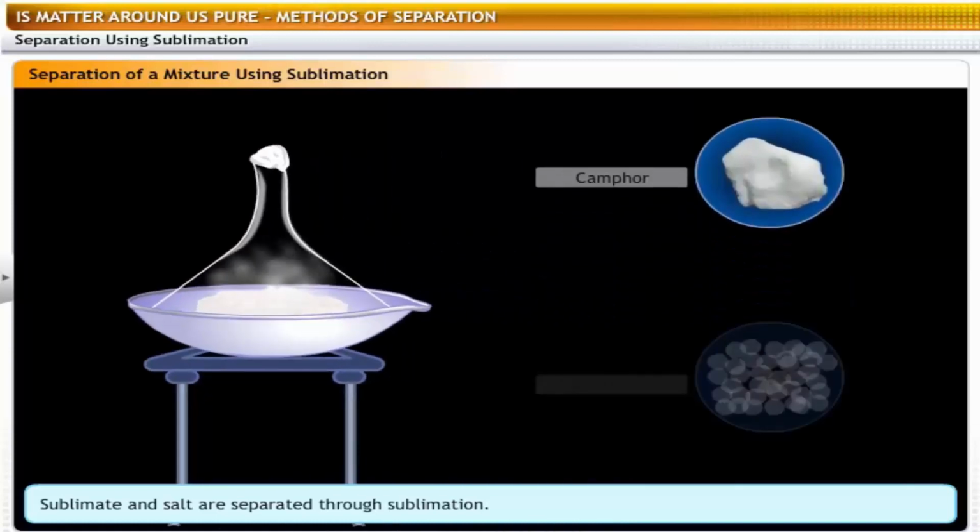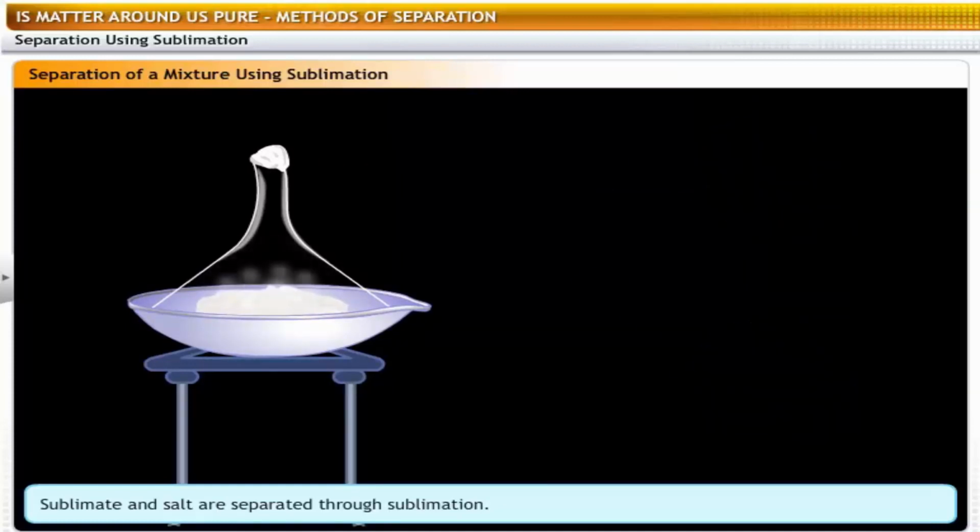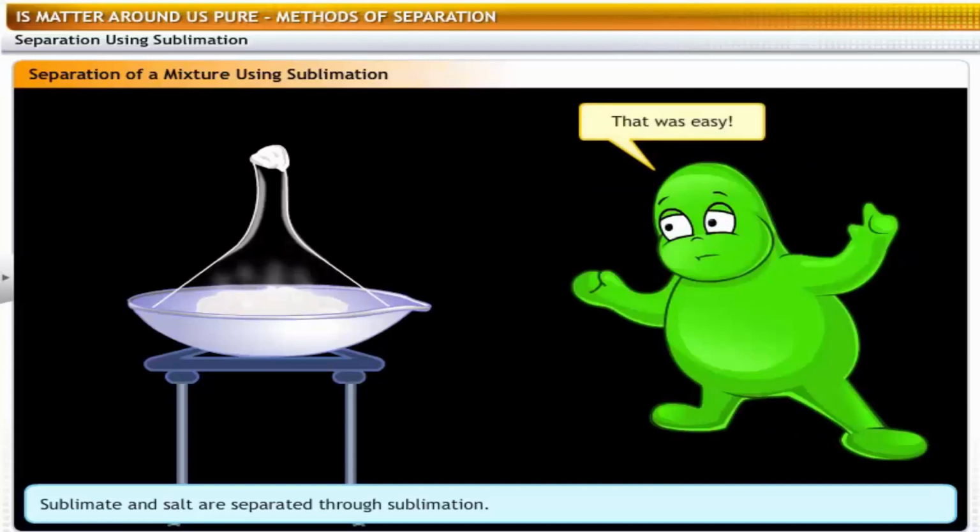Solids like camphor, naphthalene, and anthracene are examples of solids that sublimate. That was easy.